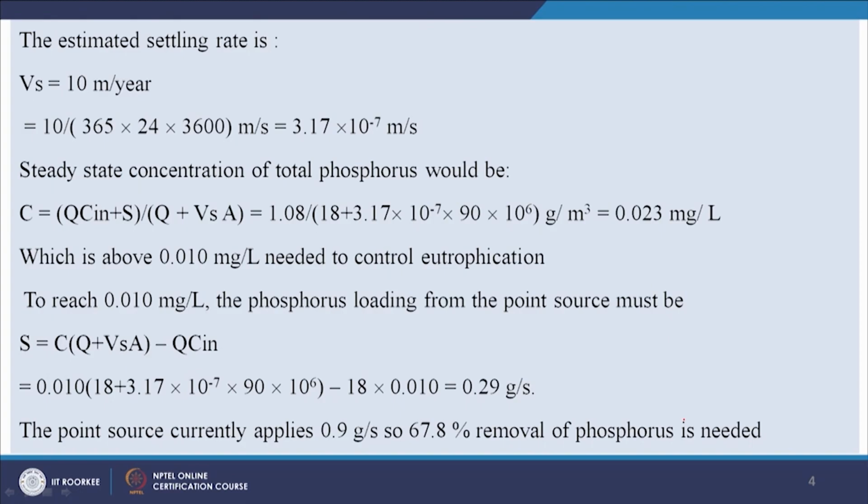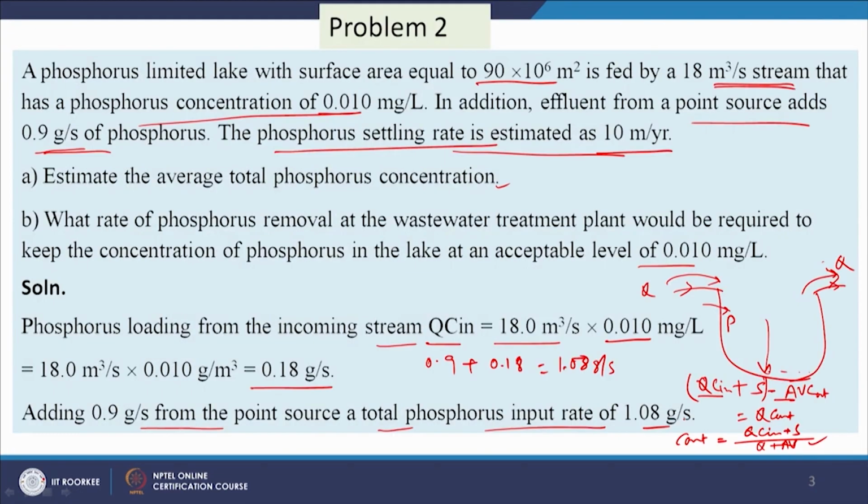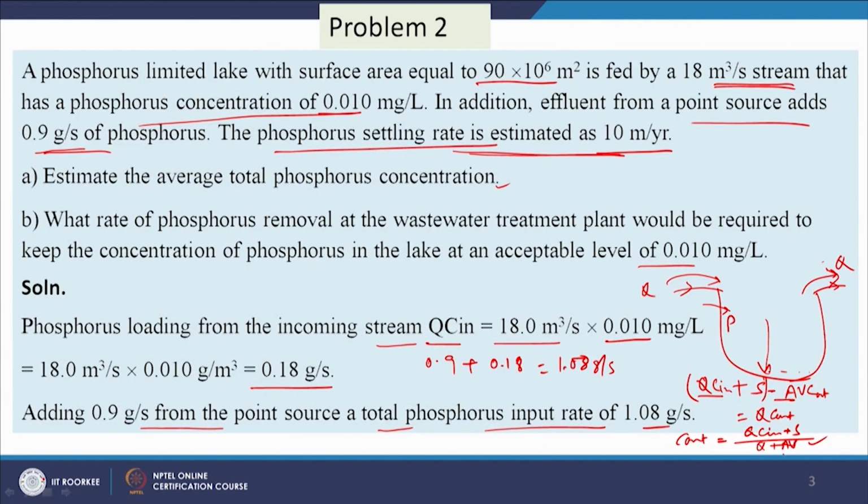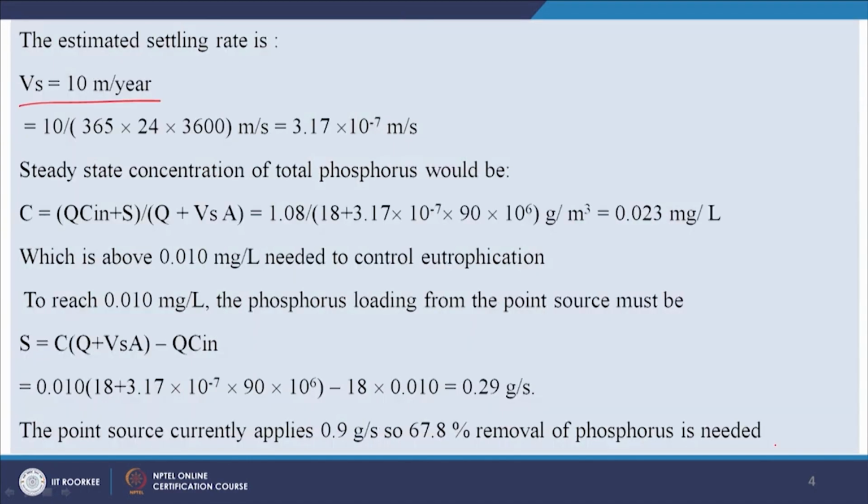Now, you see another value is given, the phosphorus settling rate, that is 10 meter per year. So, what is the Vs? That is our Vs, the settling velocity. V and Vs are basically the same. So, Vs is equal to 10 meter per year. So, 10 divided by (365 into 24 into 3600) meter per second, that is equal to 3.17 into 10 to the power minus 7 meter per second. So, Vs we are getting now.